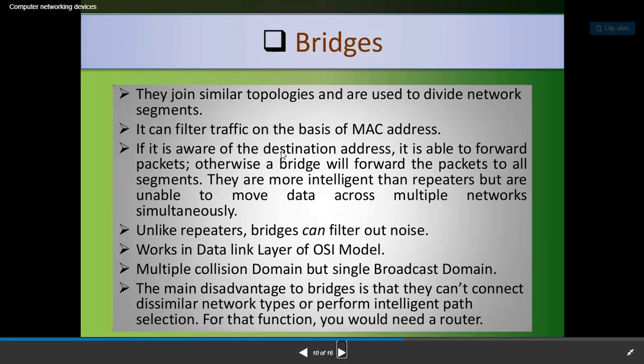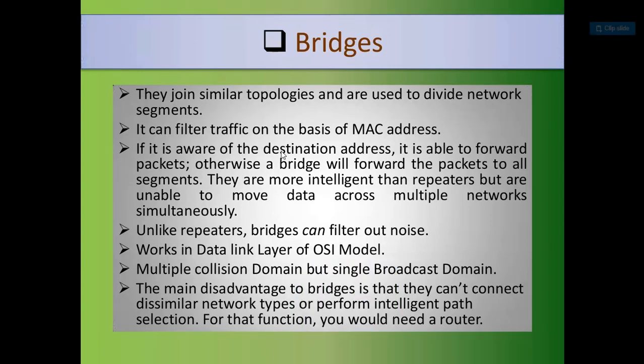Now we have bridges. They join similar topologies and are used to divide network segments, right? For example, if you have two LANs with a similar topology, then we can use a bridge to connect these, and they are a little bit smarter and can divide your network into segments. It can filter traffic on the basis of MAC address, so this is a little bit intelligent and can identify your devices.